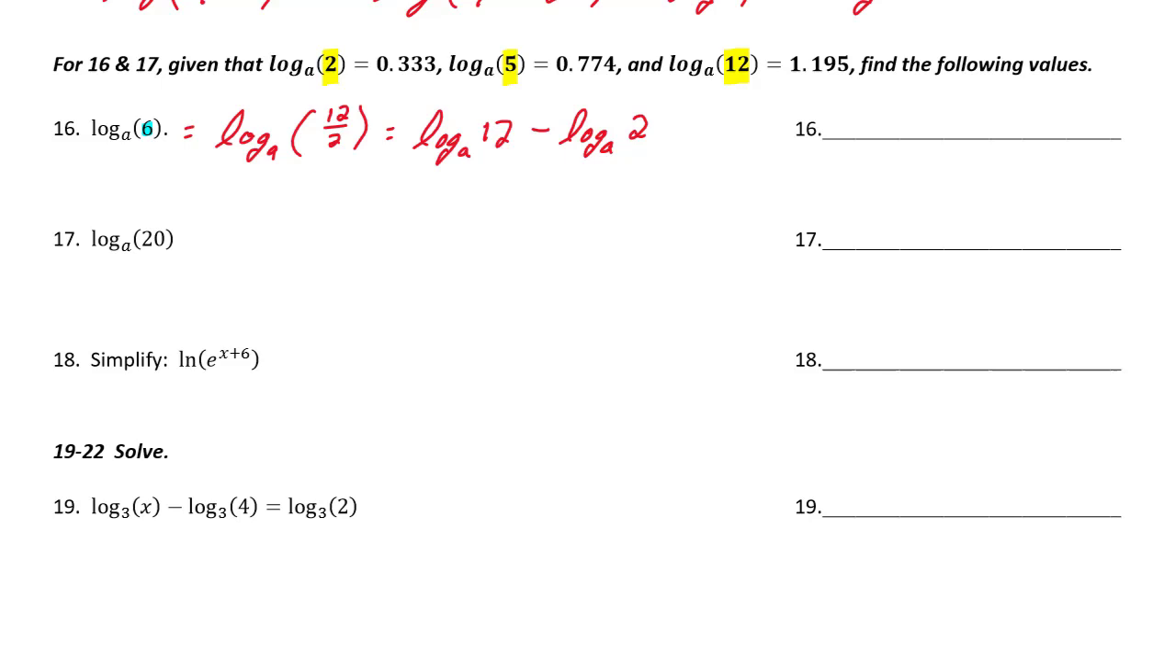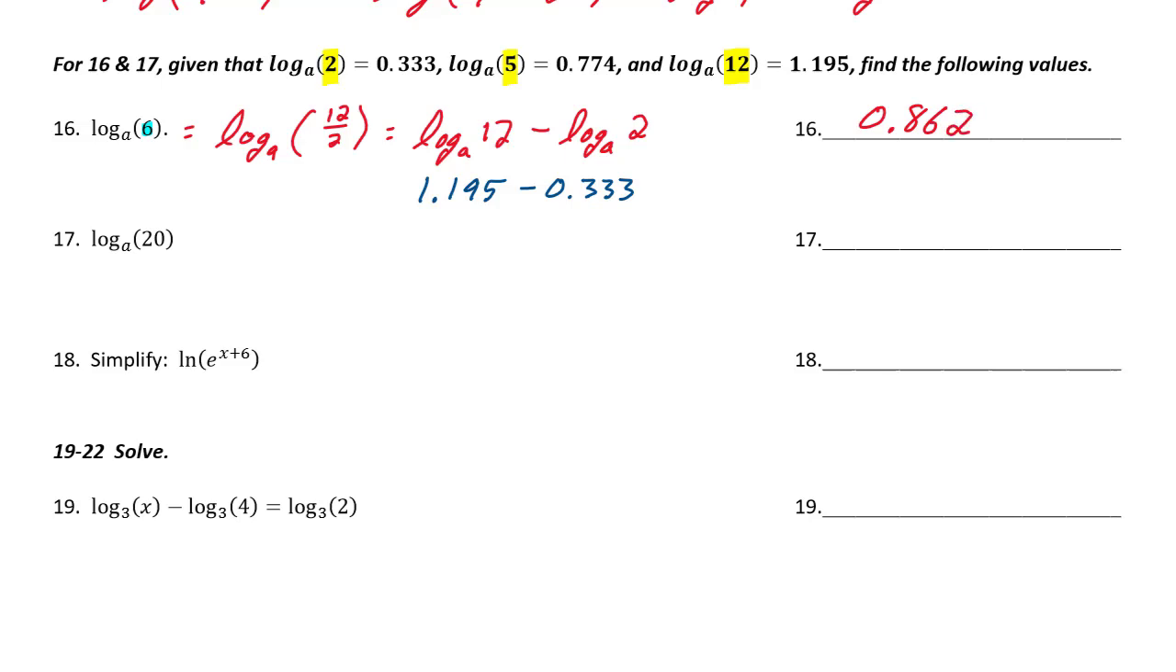Now, they provided me with those values, so log base A of 12 I should be able to replace, so this really is going to be 1.195, then minus whatever the log base A of 2 was, which was apparently 0.333. So if I go ahead and type into the calculator 1.195 minus 0.333, that comes back as my final result of 0.862.